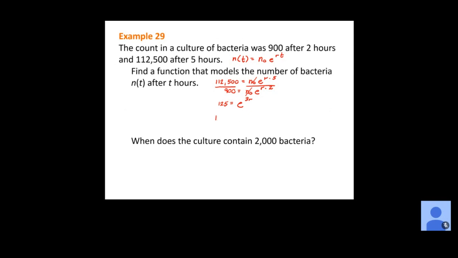Take the natural log, right? So we have natural log 125. When I take the natural log of the other side, what are we going to get? Just 3r, right? Because the natural log and the e cancel out. We bring the 3r out of the exponent. And so now we just have to divide. So we have natural log 125 over 3 is our r value. Questions on that step?